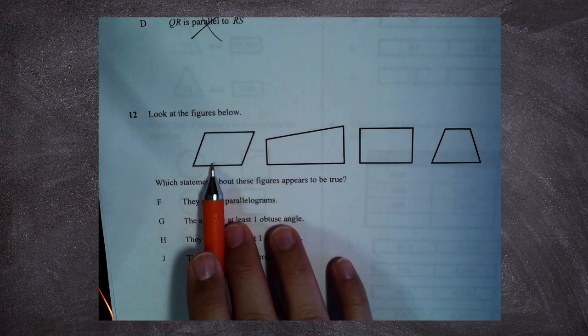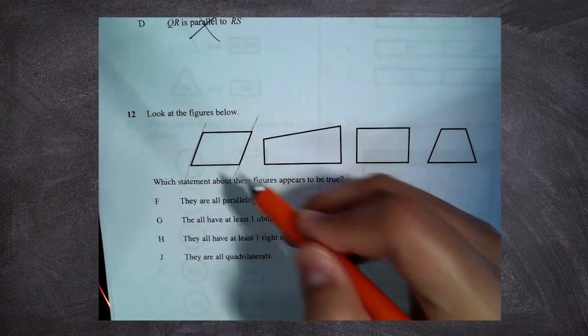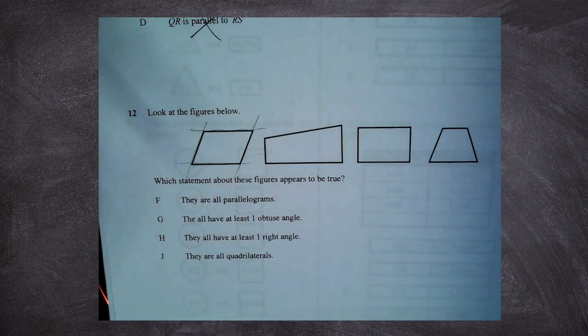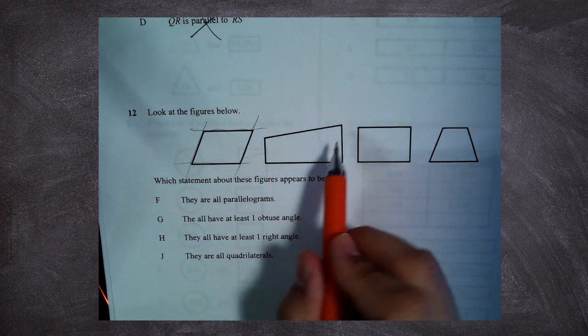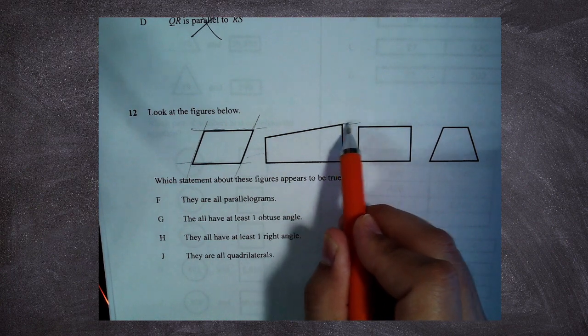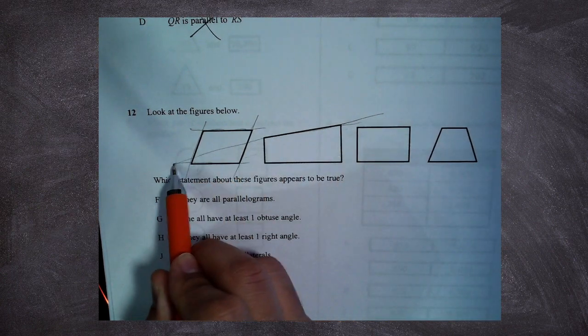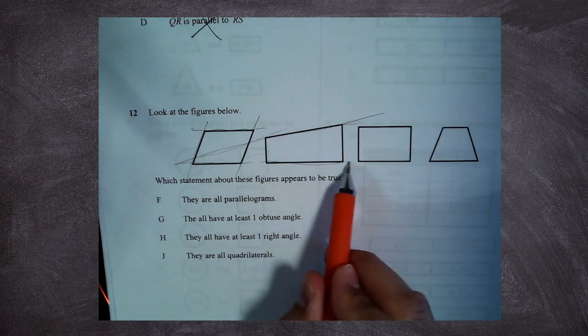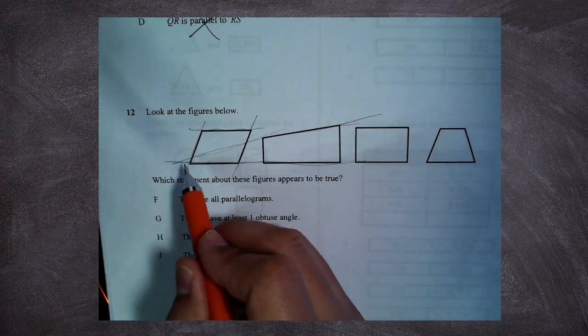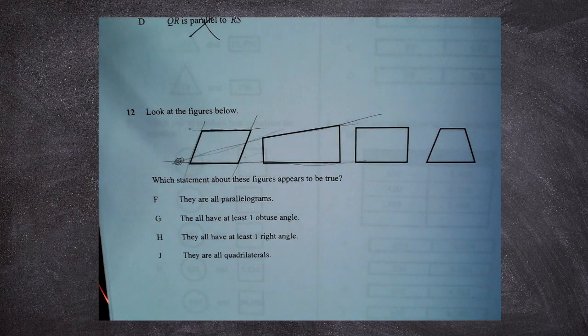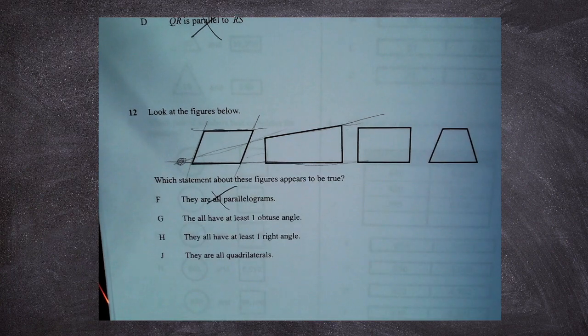Figure number 1 is a parallelogram, for sure. Got two pairs of parallel sides right there. But figure 2 is not a parallelogram. If I look at the top and the bottom, and if I stretch them out, it might take a while, but they would run into each other. So they are not all parallelograms.